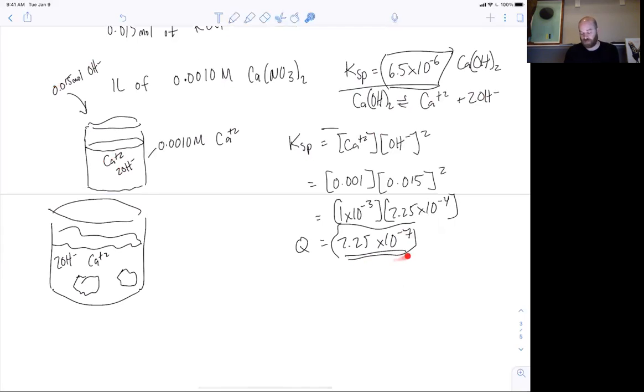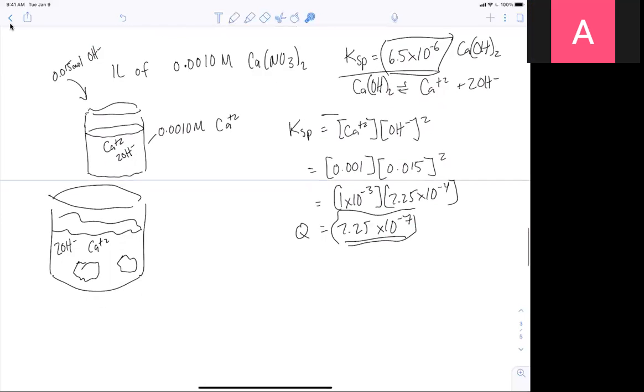And if this number here is less than the Ksp for these concentrations, the answer is no, no solid's going to form. If it's greater than the Ksp, then yeah, you're going to form some amount of solid there. That's how that works. And so the solution is unsaturated and no precipitate forms. So you're before the saturation point. That's the answer. Okay, thank you. That makes sense. Yeah. That makes a lot of sense.